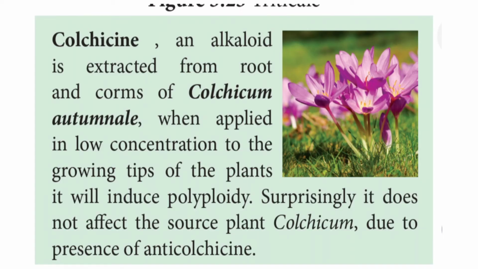And there are some things you must know. Colchicine is an alkaloid. It is extracted from the roots and corms of Colchicum autumnale. At low concentration, on the growing tips of the plant, you get this colchicine. It initiates polyploidy in many plants and does not affect the source plant. It induces polyploidy in another plant, but for its own it does not produce any harm to the producing plant, that is Colchicum autumnale.